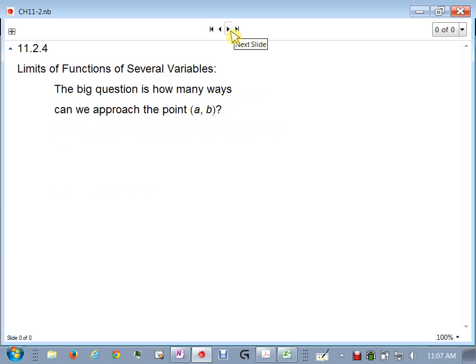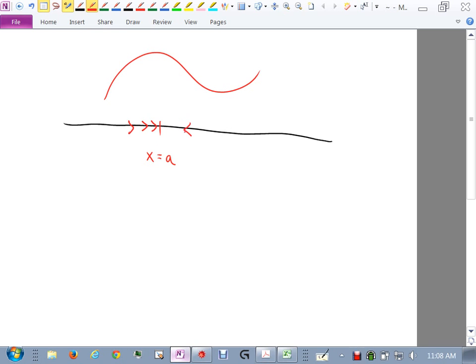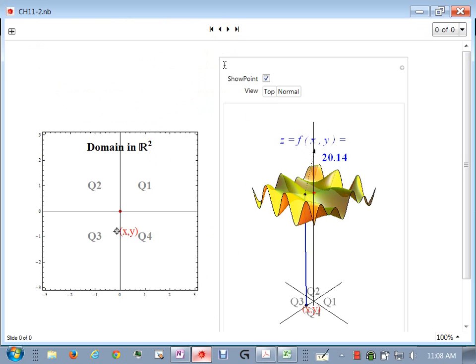All right, the big question is how many ways can we approach that point? So if we go back to the two-dimensional case, Cal 1, if I gave you a value x equals a, the only way you can get to this value a is if you approach it from this side or from this side. Two distinct directions, and that is it. Those are your only two options, two different ways.